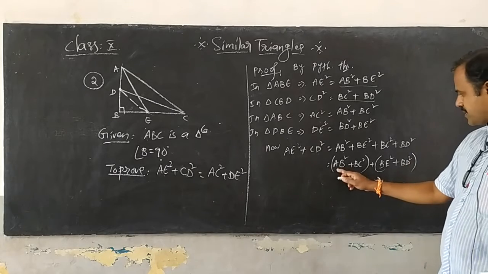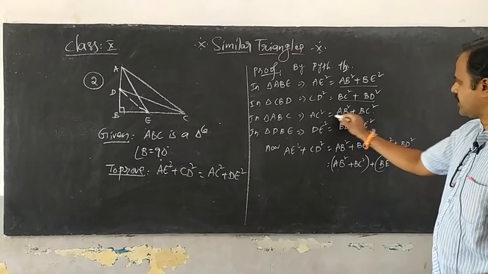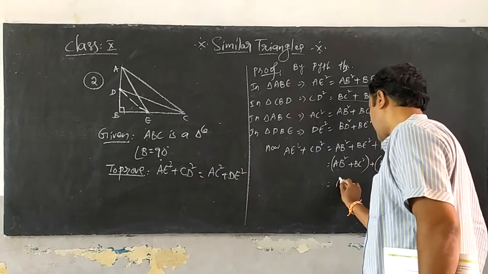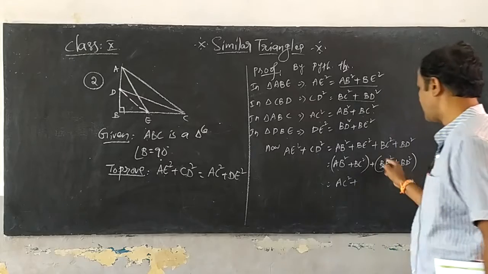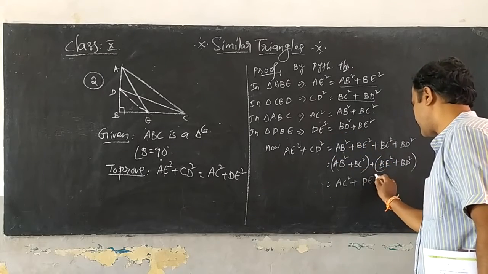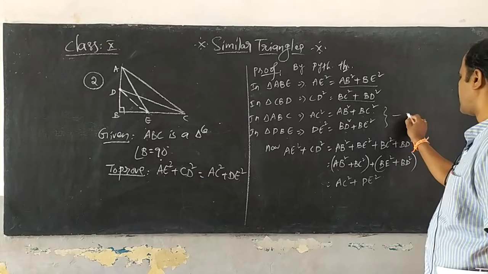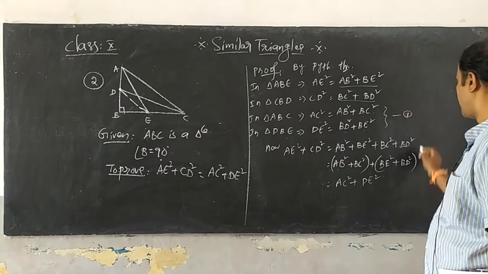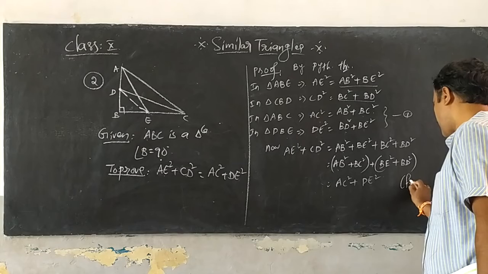AB square plus BC square is AC square. And BE square plus BD square is DE square. I take these two as equation 1. So I can write here from 1.